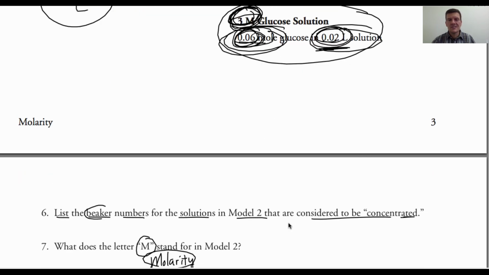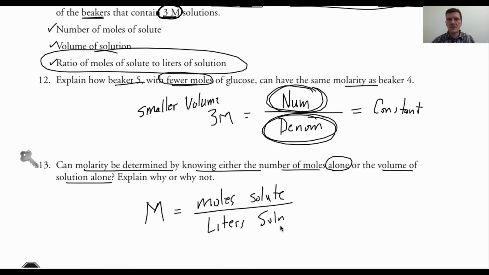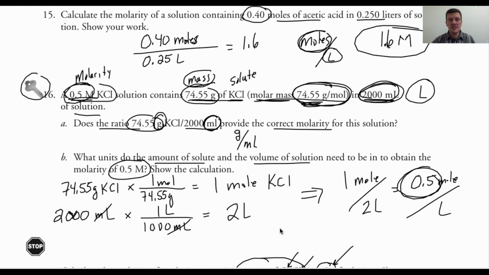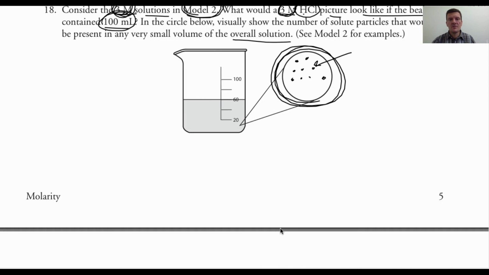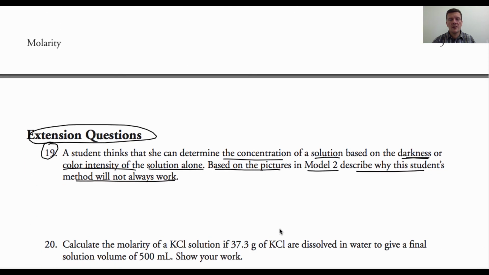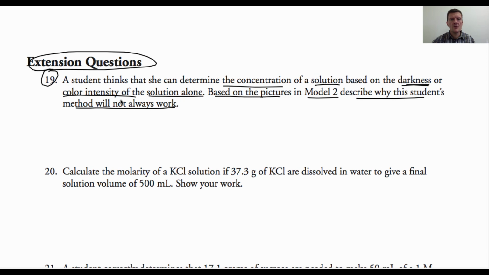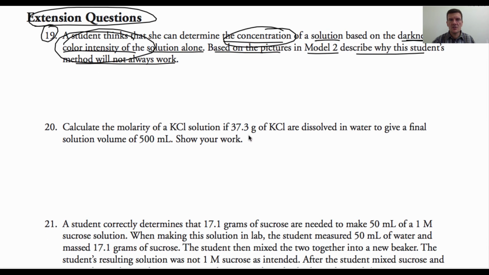So just to say that, hey, it's dark, therefore it must be concentrated, it could be very misleading. I'm sure you've put something into water that has a strong color to it, and it looks very rich, and then you realize, no, it's pretty weak. So color alone is not going to tell you too much about the concentration. It could be misleading.